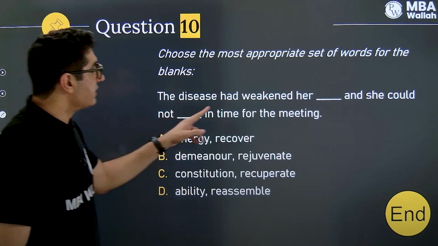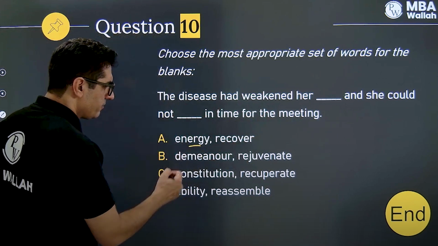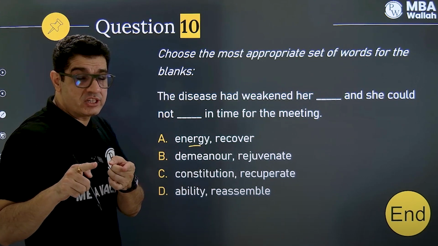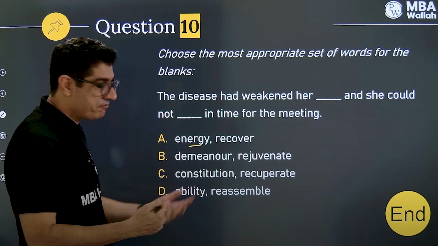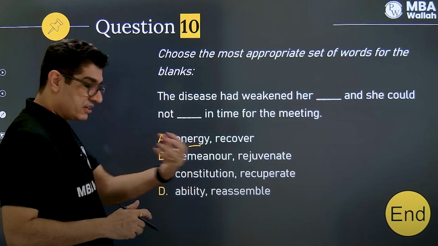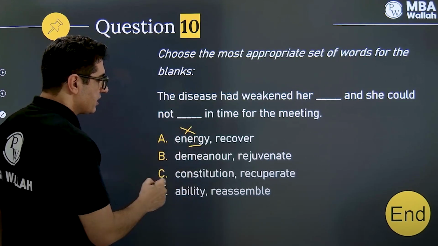Okay, so the disease has weakened her energy. You can reduce somebody's energy. You do not weaken it. You can sap someone's energy. So you can reduce it, lessen it, take it out, sap it. You don't weaken energy. Demeanor.